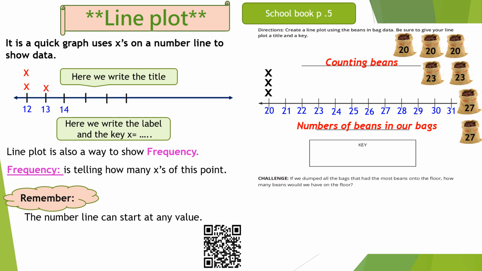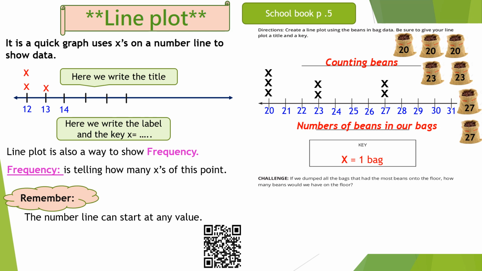We found that 3 bags contain 20. So on 20 we will write 3 x's, and we found that 2 bags contain 23. So at 23 we will write 2, and 2 bags contain 27 beans, so we will write 2 x's at 27. So x equals what? Equals 1 bag. Each x is referring to 1 bag.